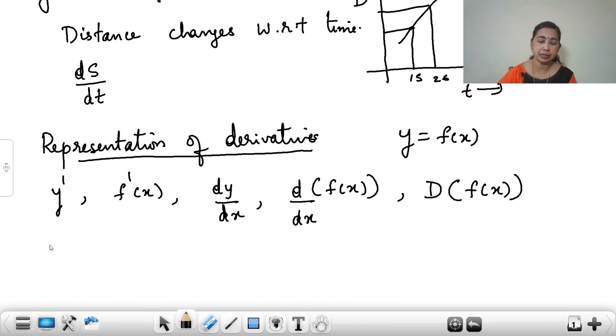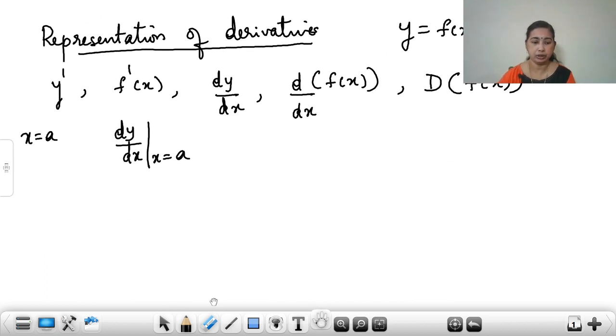And at some particular point, let it be at x equal to a, what is the derivative? We can write it as dy by dx at x equal to a. When the value of x is a, we have to find the derivative, so we write there at x equal to a. Now how to find the derivative?